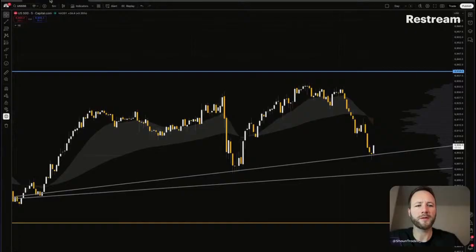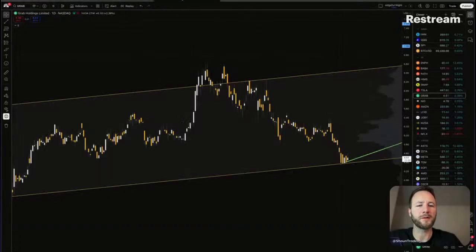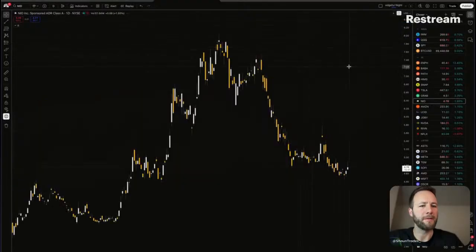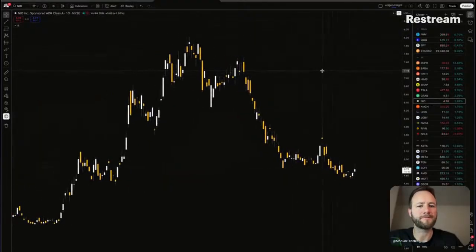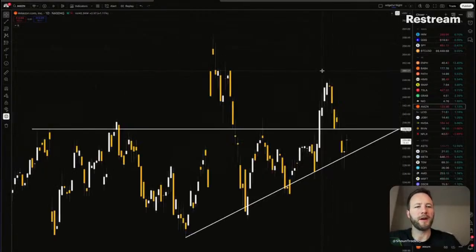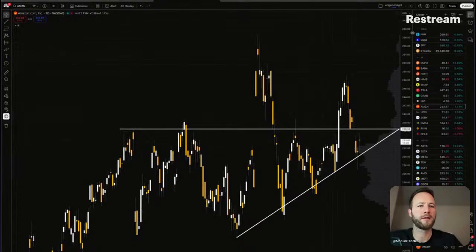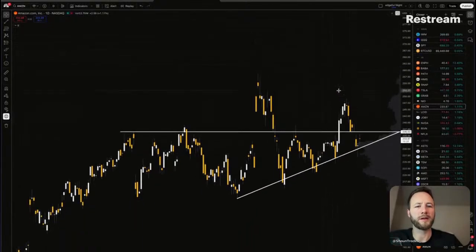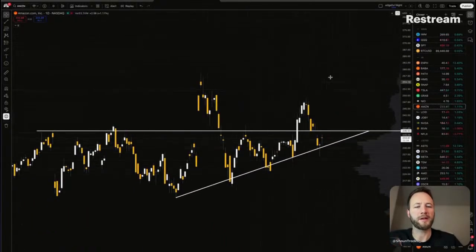Looks like we got a bit of a push on SPY into the close there. Little bit of a push. Still got 15 minutes of price action. NIO, will not move, will it? Stubborn. Amazon doing pretty well actually, all things considering.